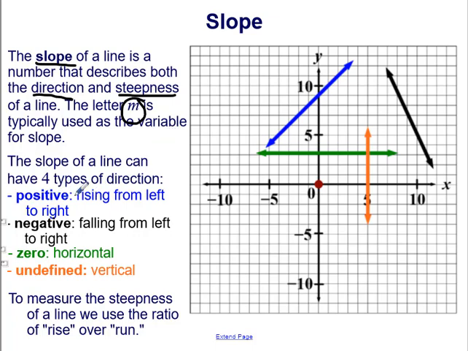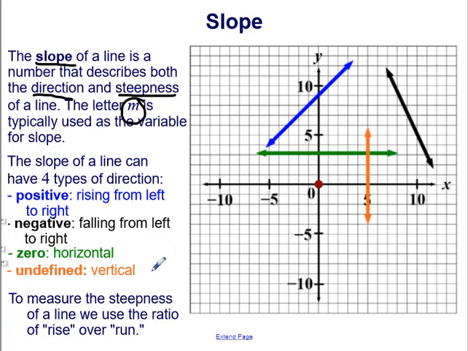You can have positive, like this blue line on our coordinate plane, rising from left to right. It's like we're walking up a mountain. Negative, falling from left to right, like this black line on the coordinate plane, walking down a mountain. A zero slope, which is horizontal, like the green line, think horizontal for the horizon. And then an undefined slope, which is vertical, like this orange line on the coordinate plane.